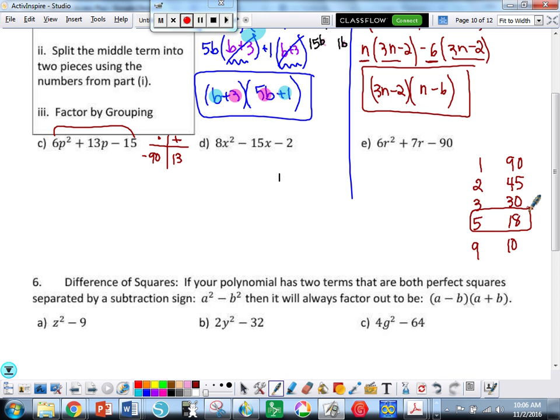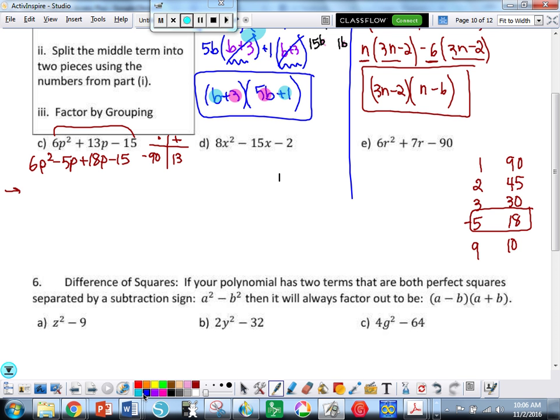Which one's negative? Good. So what do we do next? Minus 5p plus 18p minus 15. Did anybody flip those if I'm in a reverse order? That means this next step is going to look different than my next step because the greatest common factors will be slightly different, but your final answers should be the same if you did it right.